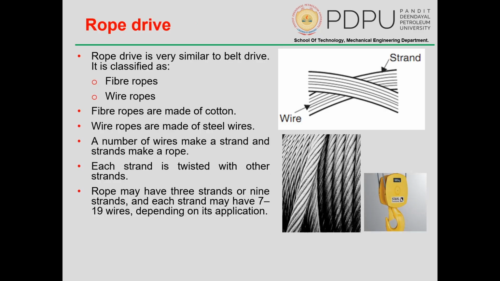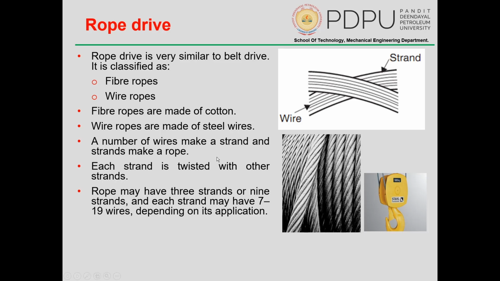Coming to the rope drive, rope drive basically is similar to the belt drive in functioning, and we just have to talk about the different classifications of this. Rope drive can be classified as fiber ropes or wire ropes, depending upon its natural and synthetic fabrication process. Fiber ropes are usually made of cotton, and wire ropes are usually made of steel wires. In the rope drive, you can see this is one rope. The construction of this is with the help of strands.